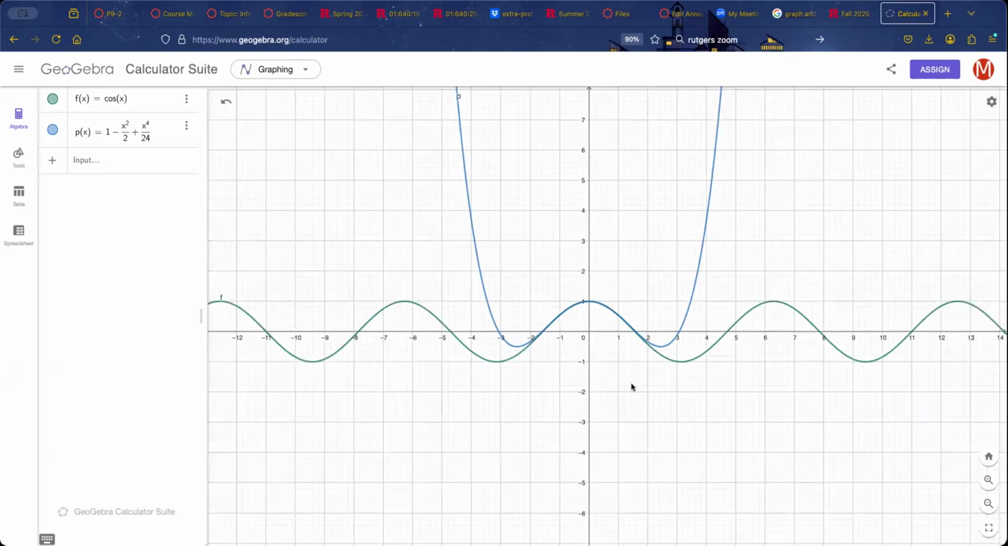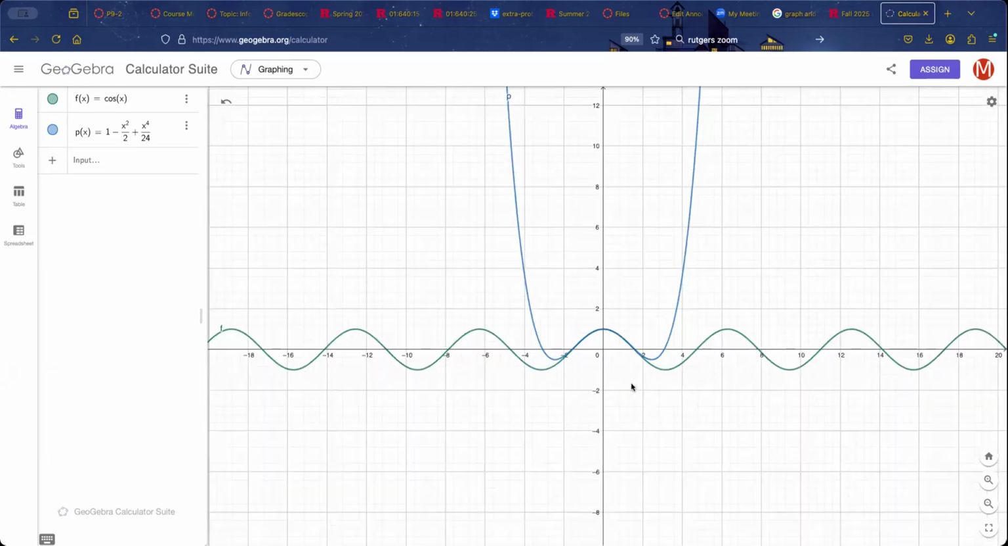But it doesn't take too much to see that it will definitely fail after a while because of the periodicity of cosine, right? This keeps growing because polynomials always go to infinity or negative infinity depending on the sign of the leading term. So definitely it fails really badly after a while, but it does approximate pretty well for a while.